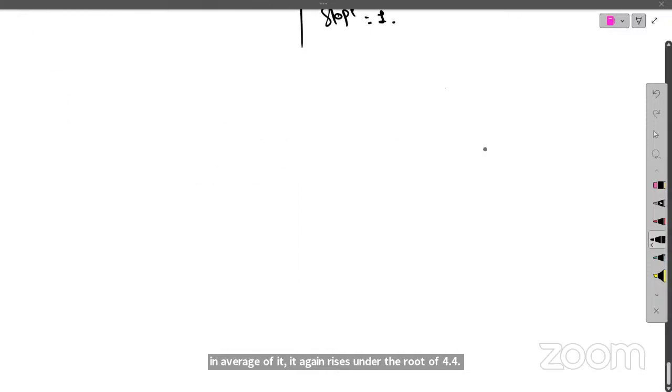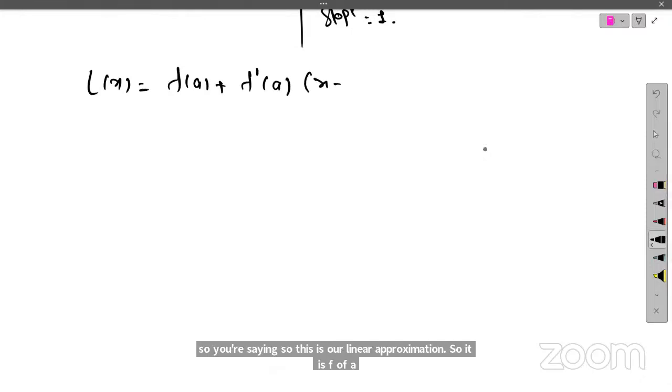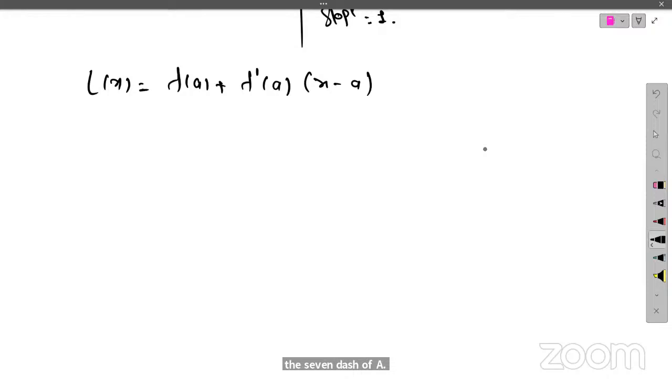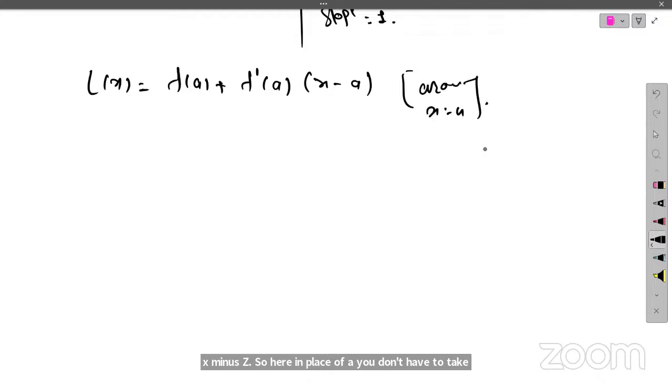Okay, so you are saying this is our linear approximation. So it is f of a plus f dash of a into x minus a. Here in place of a, you don't have to take 4.4. They are saying approximate around a, right? Around x equals 4. So in place of a, you have to take 4 only. A is equal to 4, and then in place of x, you have to take 4.4. So that's the thing here.